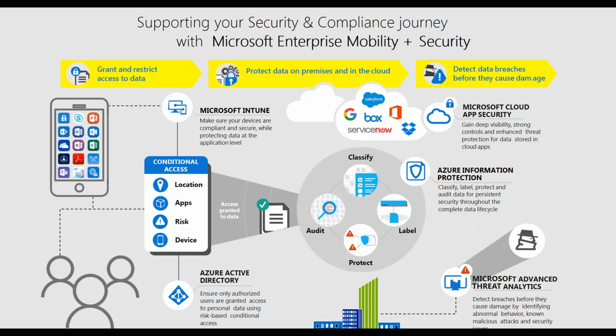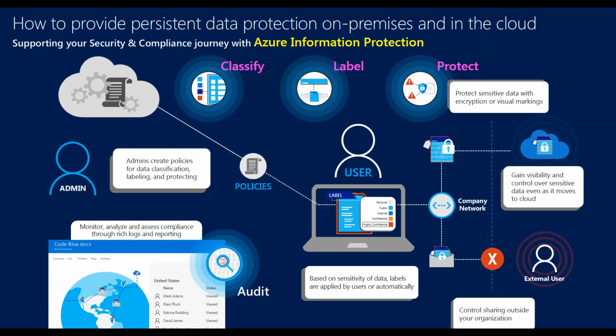So now let's dive a little bit deeper, and we'll go straight into Azure Information Protection. So Azure Information Protection, again, allows you to classify, label, and protect and audit your data for persistent security throughout the complete data lifecycle. So again, it's a cloud-based service that allows you to label all of your documents and emails. So effectively, you can block people from printing or downloading that information.